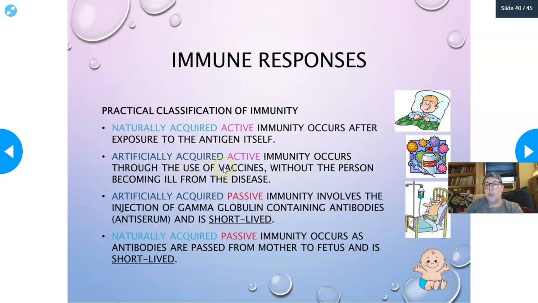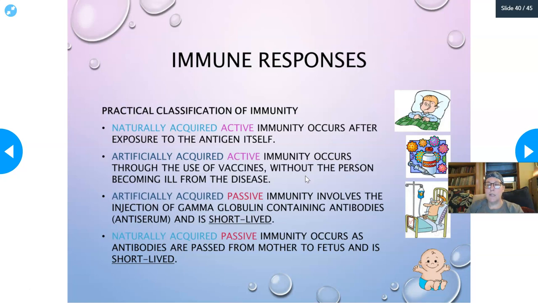Artificially acquired active immunity occurs through the use of vaccines. It is a medical procedure where they give you the antigen so that your body can see it and mount that primary response. That pathogen is usually inactivated, so it can't cause infection, but it does cause an immune response. If you're exposed to a larger dose of it later through everyday life, then you should already have immunity and not get sick. So vaccination is artificially acquired active immunity.